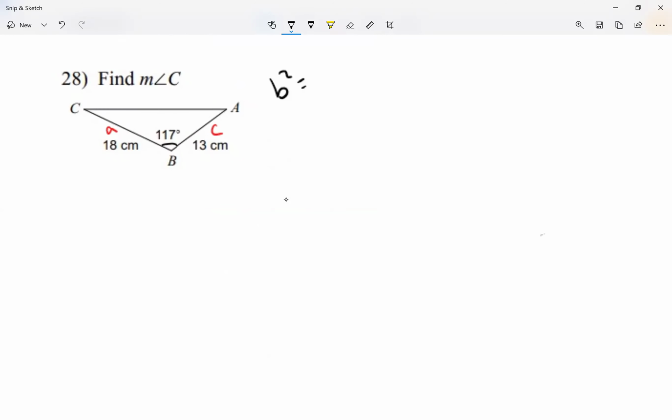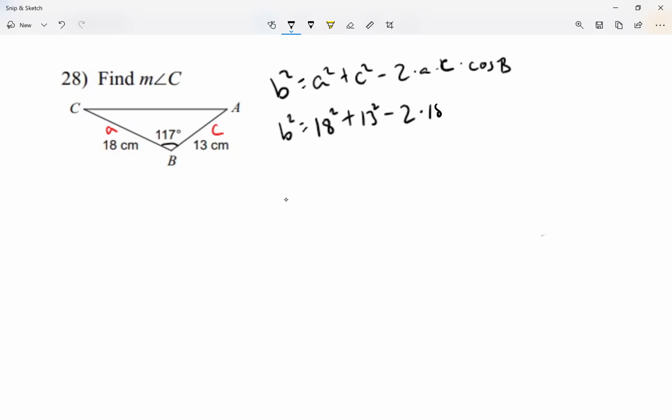B squared is equal to A squared plus C squared minus 2 times A times C times cosine of angle B. So in other words, I have that B squared is equal to 18 squared plus 13 squared minus 2 times 18 times 13 times cosine of 117.